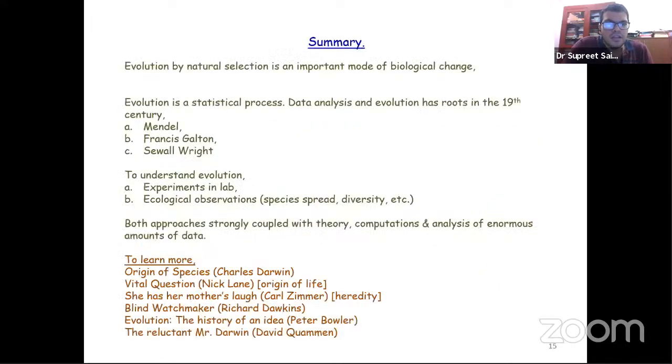Okay. So before I wrap up, I think I've gone 5 minutes overboard. What I want to summarize is that evolution by natural selection is an important mode of biological change. All the life diversity that we see on the planet is largely a result of the action of natural selection. Evolution is a statistical process, and much of data analysis actually has its roots in evolution.